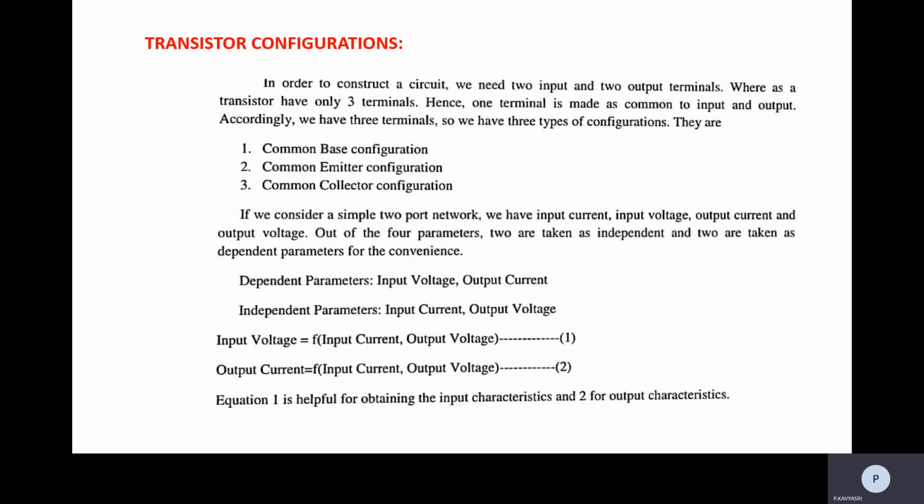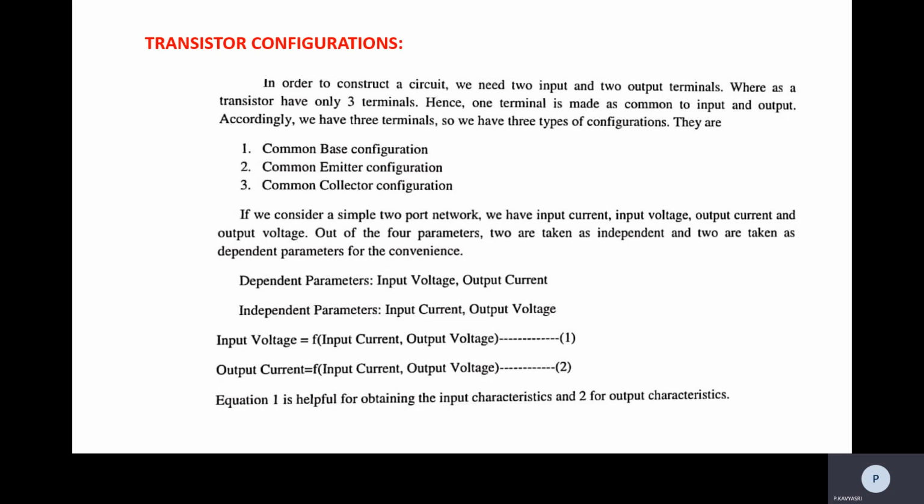Because of that reason, out of these three terminals, I should connect one terminal as input and one terminal at the output side, and the third terminal as common to both input as well as output. So we have three types of configuration: common base configuration, common emitter configuration, and common collector configuration. In common base configuration, base acts as a common element to both input side as well as output side. In common emitter configuration, emitter acts like a common element to both input and output side. In common collector configuration, collector acts like a common element to both input and output.